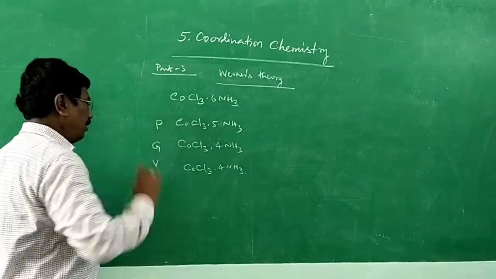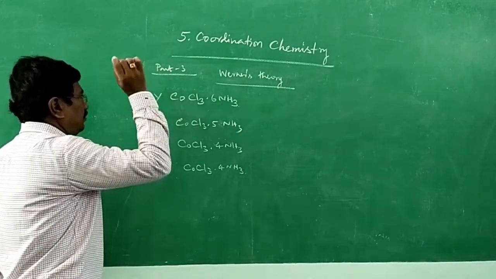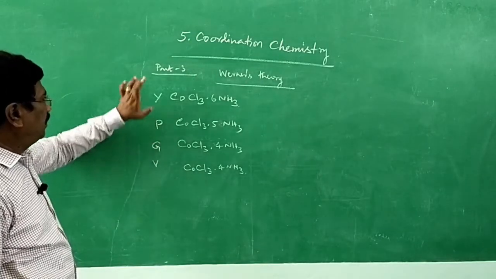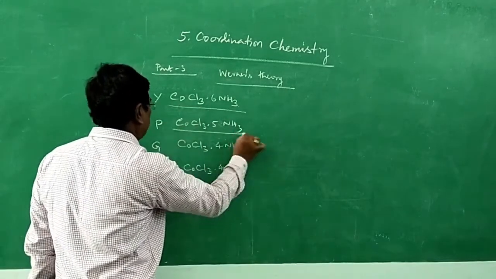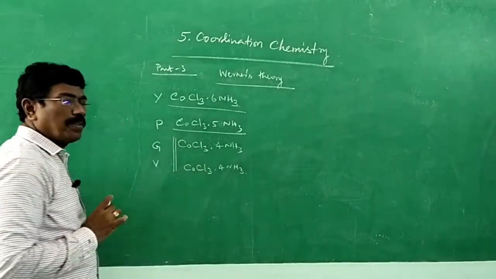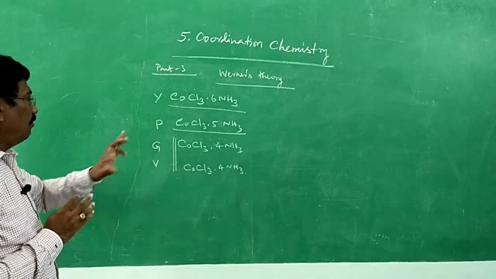They have very popular names. This compound is yellow in color. This is purple. These two have the same molecular formula. They exist as cis-trans isomers, therefore violet and green.